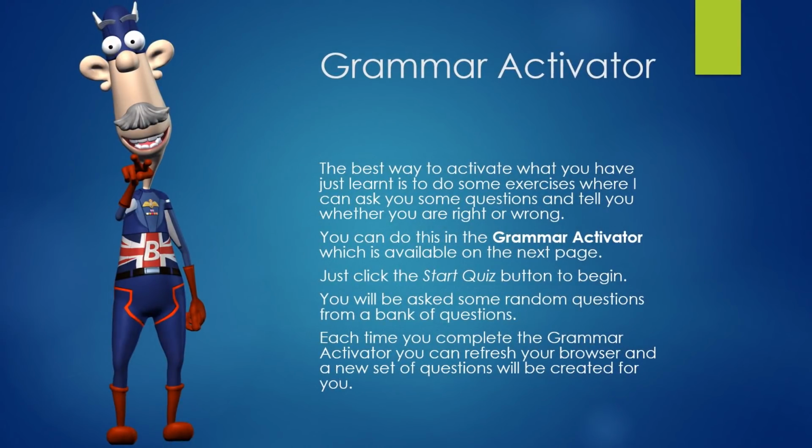Grammar Activator. The best way to activate what you've just learnt is to do some exercises where I can ask you some questions and tell you whether you are right or wrong. You can do this in the Grammar Activator, which is available on the next page. Just click the Start Quiz button to begin. You'll be asked some random questions from a bank of questions. Each time you complete the Grammar Activator, you can refresh your browser and a new set of questions will be created for you.